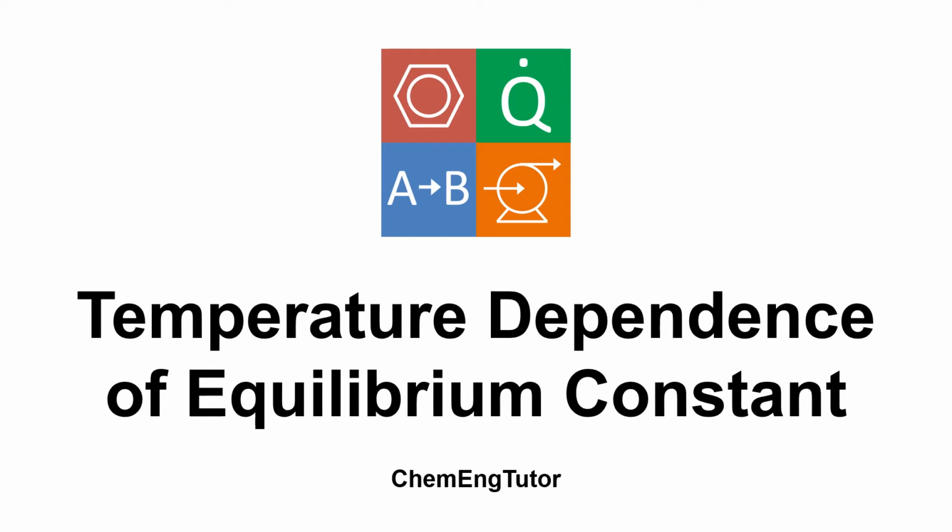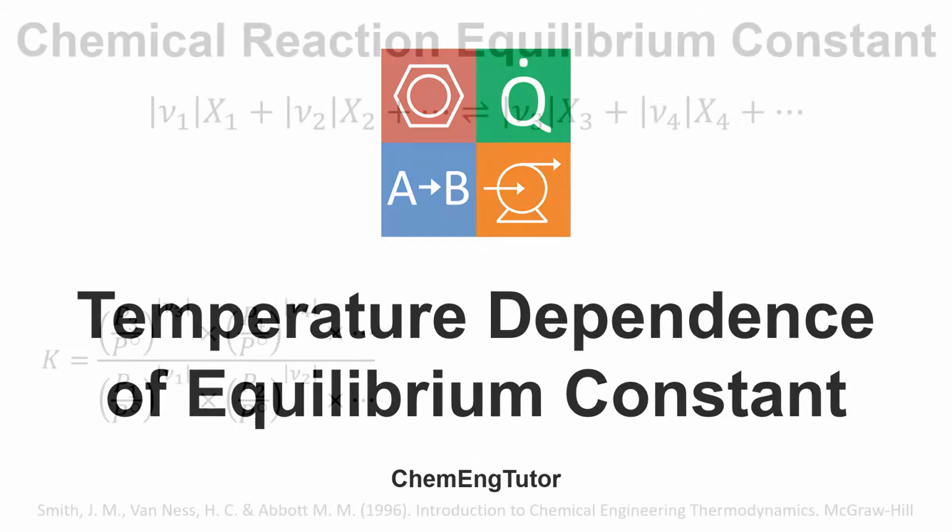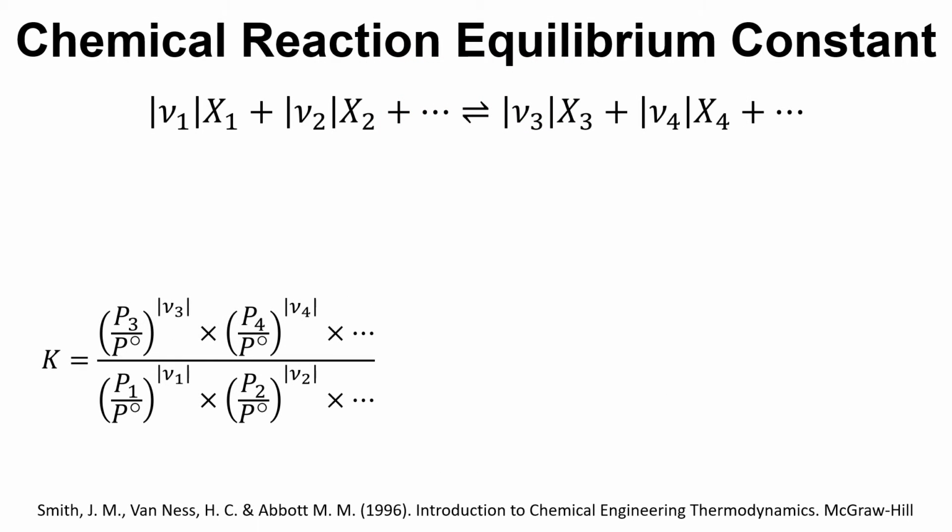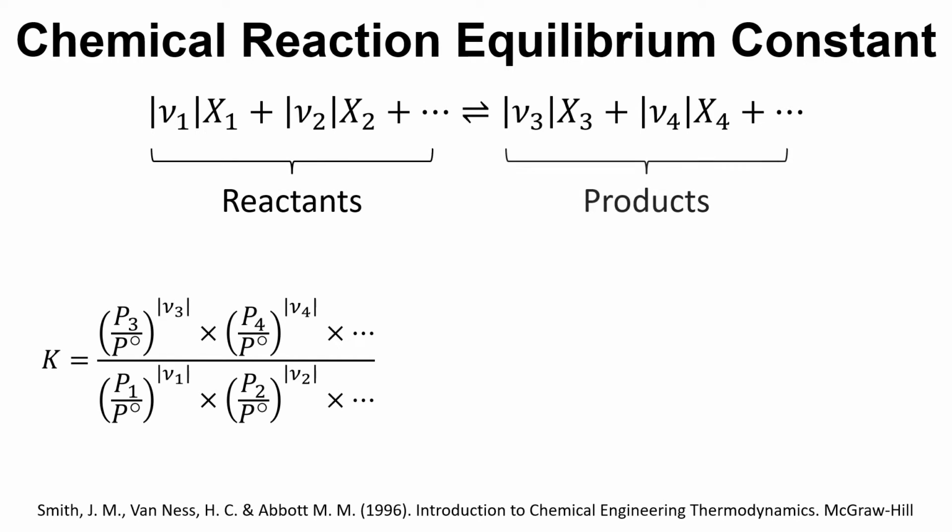In this video we'll take a look at the temperature dependence of equilibrium constant. I'm specifically looking at the chemical reaction equilibrium constant for a gas phase reaction. There are other types of equilibrium constant and they can occur in phases other than the gas phase. But we've got this very general, generic form of chemical equilibrium here, where we've got different stoichiometric coefficients and chemical formulae for reactants and products.